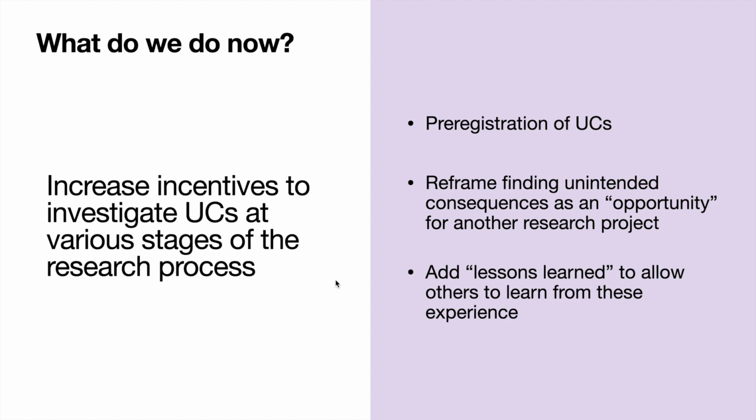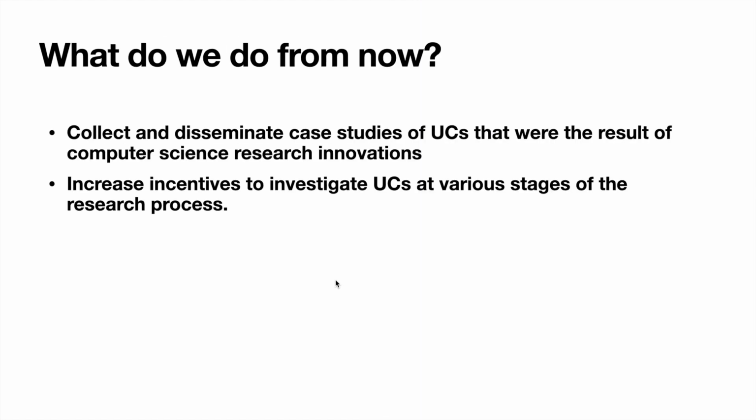We should also increase incentives to investigate UCs at various stages of the research process. For example, we could learn from the concept of pre-registration to pre-register UCs. More importantly, we should reframe finding UCs in the middle of the research process as an opportunity rather than finger pointing. We should also allow authors to add lessons learned post-publication so that others have the opportunity to learn from this experience. In our paper, we have also proposed many other short and long-term goals for us to work on.